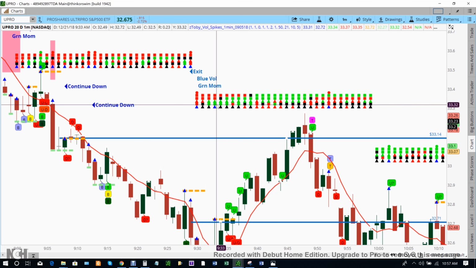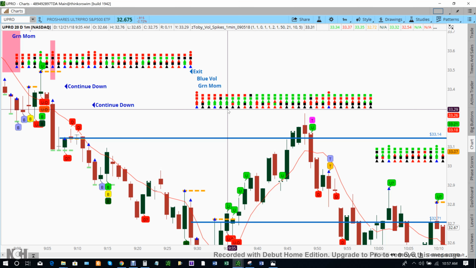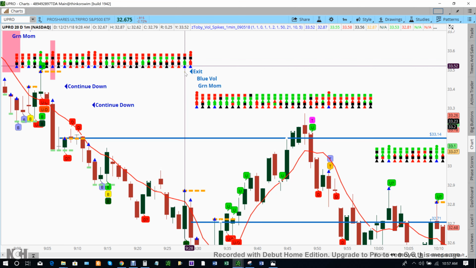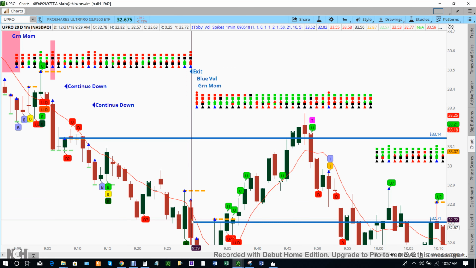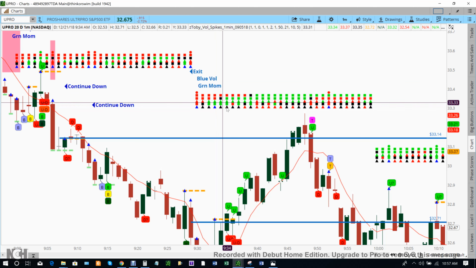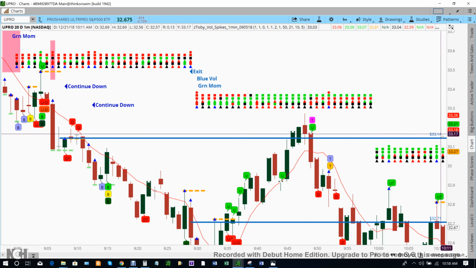It's a blue triangle volume with green momentum. That means get out. The next one here is black, so we could probably get out right there. It's interesting though, if we get out here, it would be the same point as if we had got out with the first green one. So either way, whether we got out on the first green momentum or the second green momentum, we would have got out at the same point. So on this one, our profit is 30 cents, like 45 cents. So this is about a 1.5 or 2% gain.